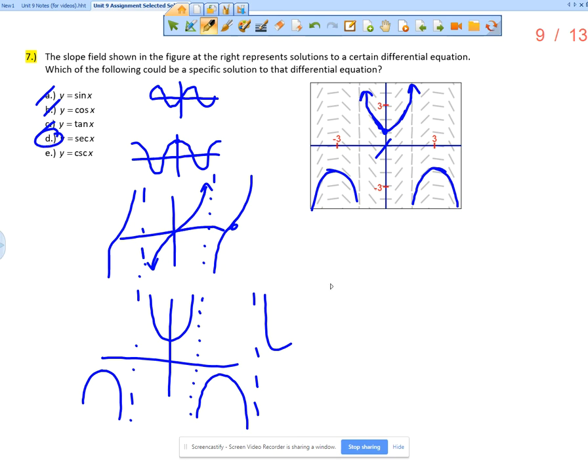But let's make sure we understand what the cosecant graph looks like. Remember, cosecant is the reciprocal of sine. So its vertical asymptote is on the y-axis, and then it goes up like this, and then vertical asymptote, and then it goes down like that. So it actually looks very similar, but it would just be shifted. So D is our answer for number 7.